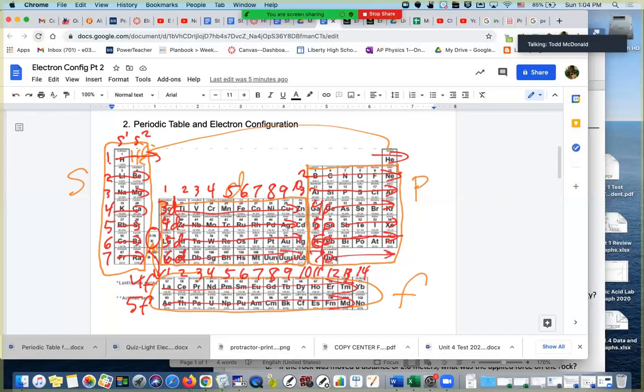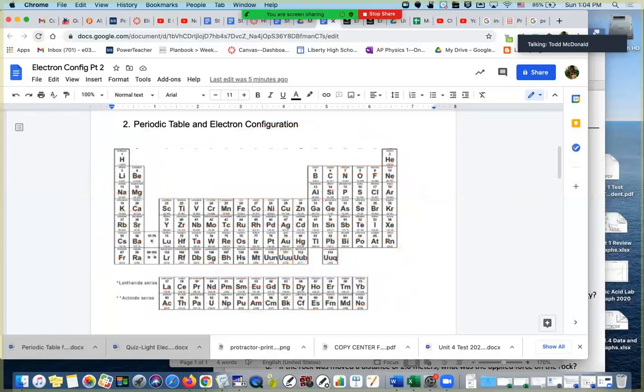Now, good news, we won't spend a lot of time with the f sublevel. We will do a little bit of that, but probably the biggest thing you need to catch is what to do especially in the d sublevel. So let me run through a couple of quick examples with you.